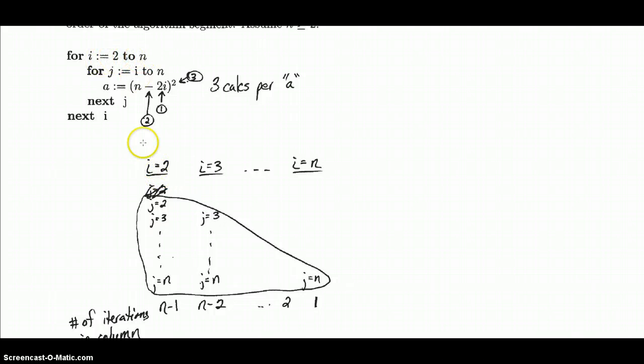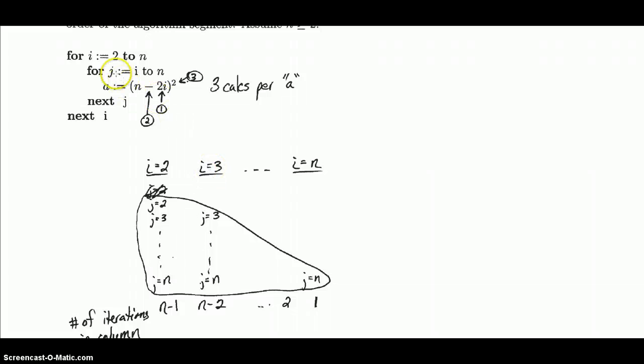So i is going from 2 to n, so let's make all those different categories. And within each i, j is going from i to n. So let's start within this first column. If i is 2, then j would be going from 2 to n. So I write out j equals 2, 3, all the way down to n. And there's n minus 1 of those. There would be n, except we don't have j equals 1, so we have to subtract that from the n possible. So there's n minus 1 loops here when i equals 2.